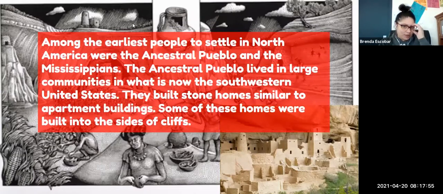Here are the words. This is for number 2, by the way. It says here, among the earliest people to settle in North America were the Ancestral Pueblo. Okay, this is the group of people called Ancestral Pueblo. They lived in large communities in what is now the southwestern United States, which is kind of like Arizona, Nevada, Utah. It says they built stone homes, and here's an example down here, similar to apartment buildings. So let's pretend we were all in this group, the Ancestral Pueblo. I would live, like, maybe, let me get my little drawing tool.